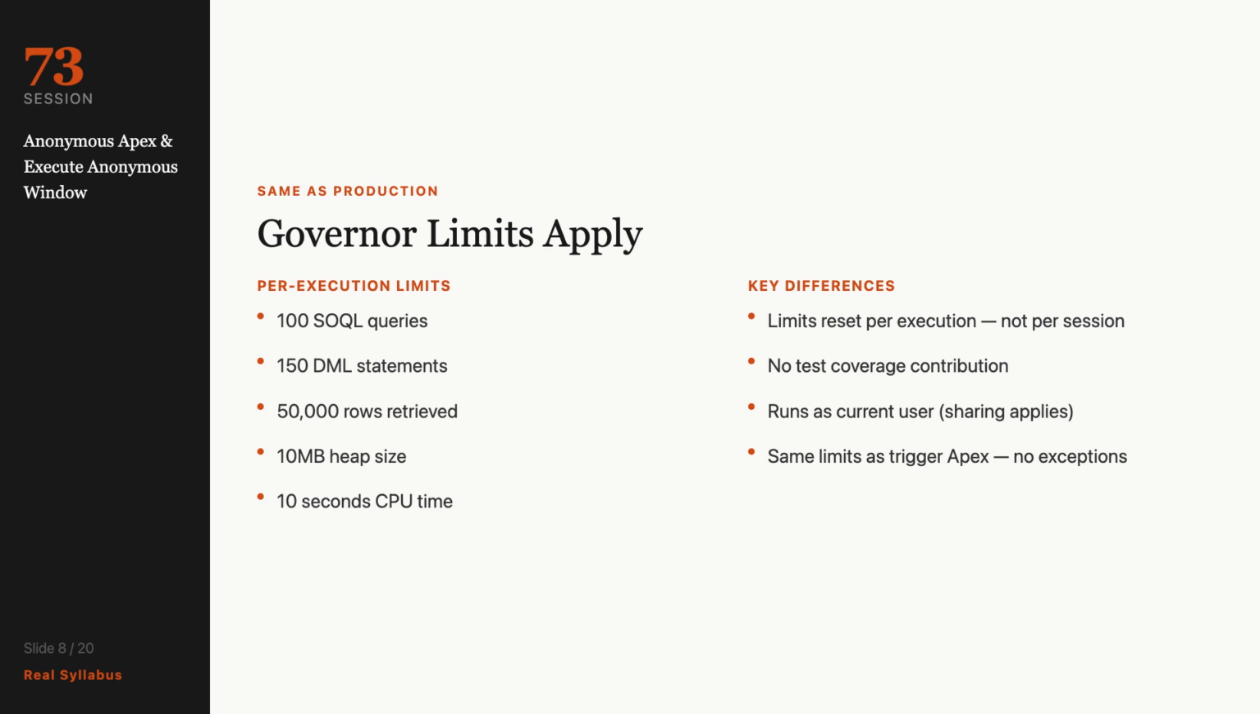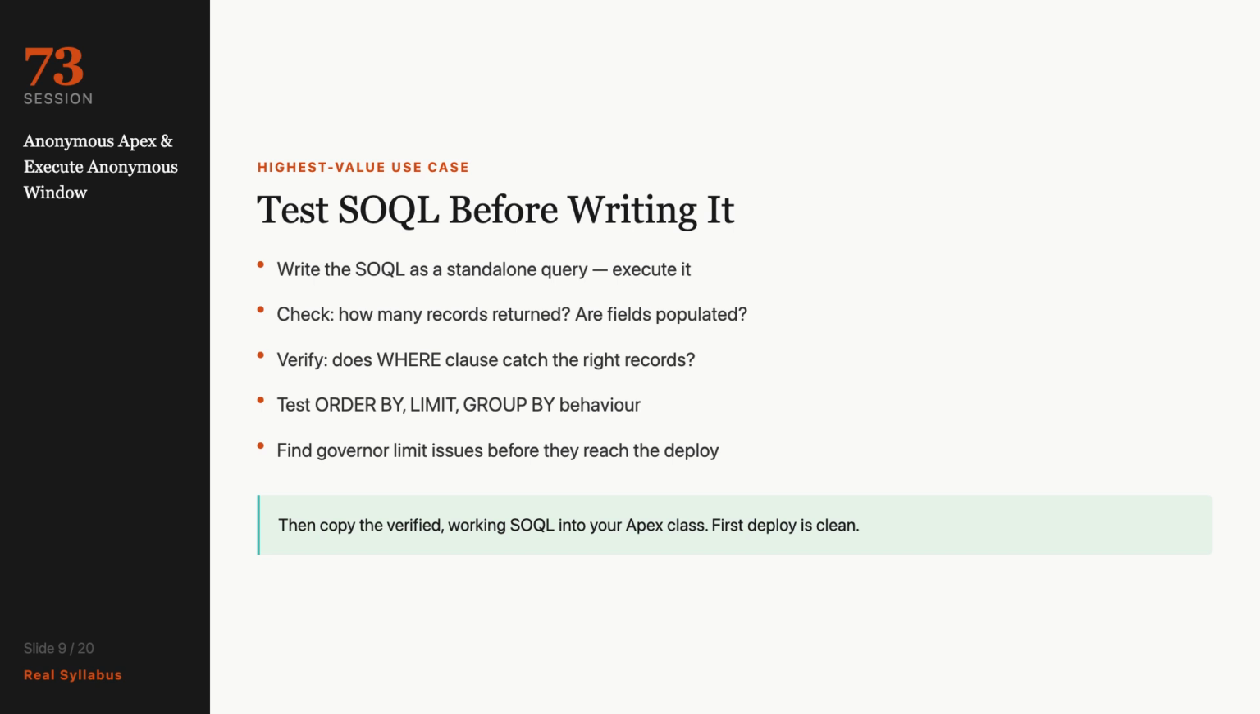One of the highest value uses of Execute Anonymous is testing a SOQL query before writing it into a class. Write the query as a standalone SOQL statement. Execute it. See how many records it returns, what fields are populated, whether the where clause is correctly filtering. If you have a complex SOQL with relationship queries, nested conditions, and an order by clause, testing it here first prevents a debugging session after deployment.